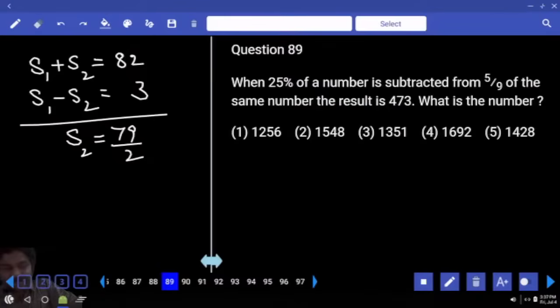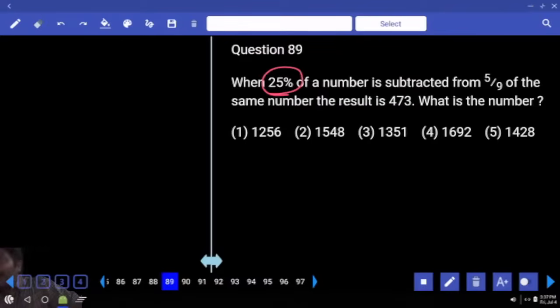When 25% of a number is subtracted from 5/9 of the same number, the result is 473. What is the number? 25% is fraction 1/4. So your original number should be a 4 multiple. So it has to be an even number. One option eliminated. And you are able to calculate 5/9. Denominator is 9. Your original number should be a 9 multiple. Can it be the first option? Second? Yes. Third? No, third already eliminated. Fourth? Yes. Fifth? No. Two options are there.